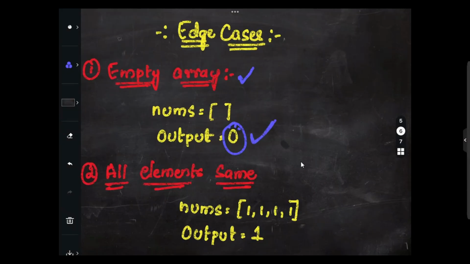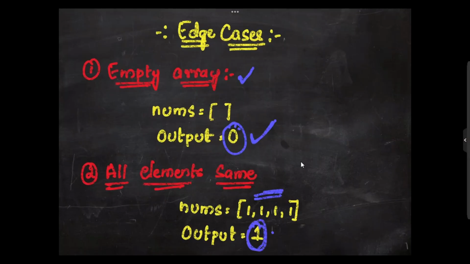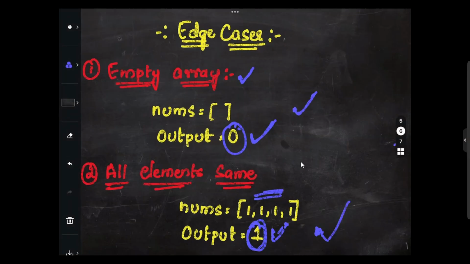The second edge case here is when all the elements are the same, right? So we have 1, 1, 1. In this case, the length of the longest sequence will be 1 itself, because all the elements are the same here. So there is no consecutive sequence found. So the max length is 1. I hope these two edge cases are clear.